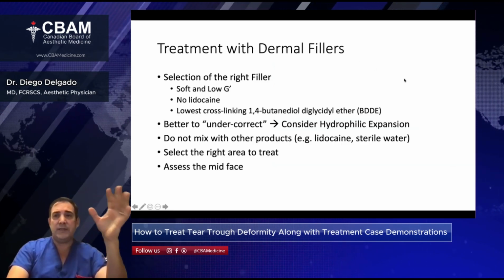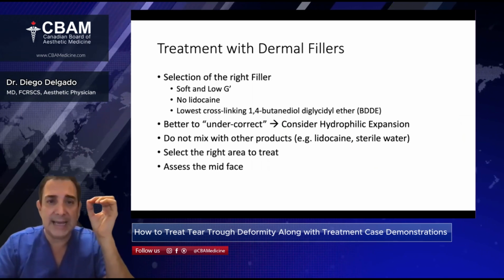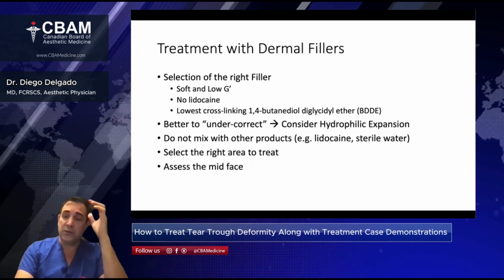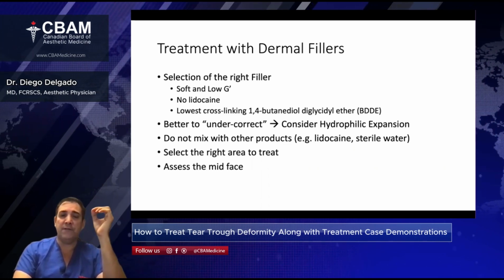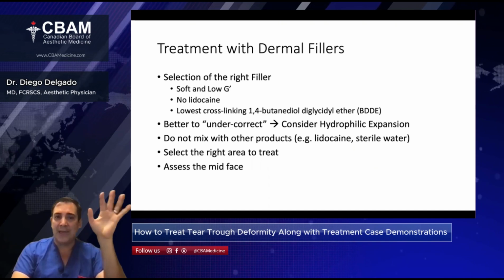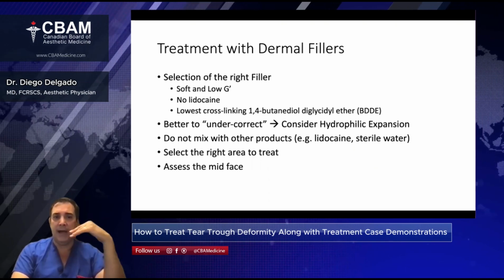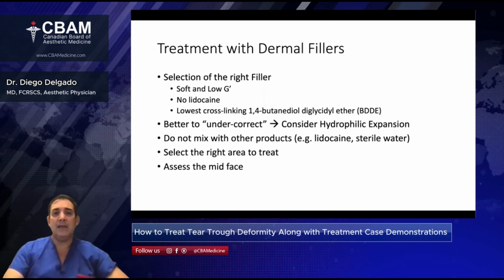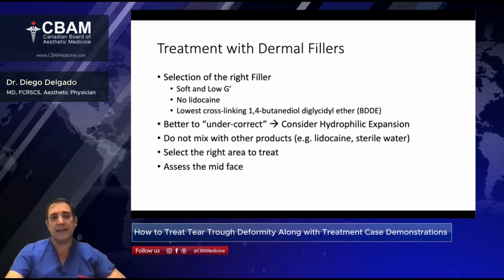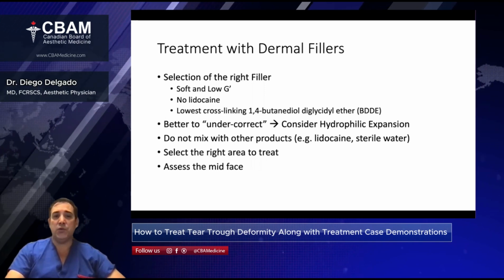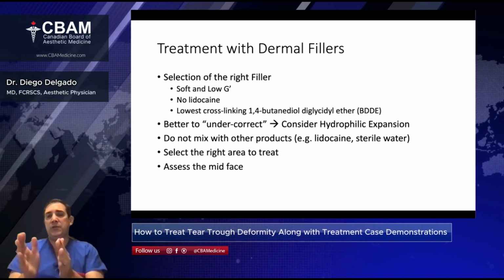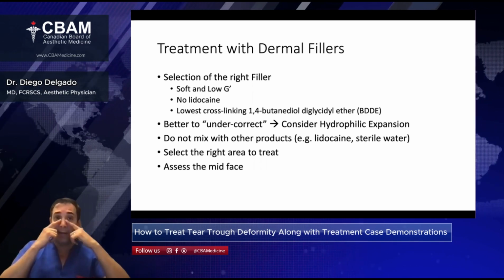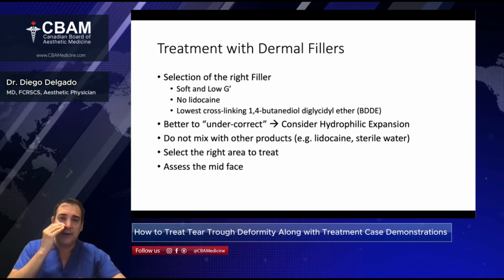I would say that if you decide to go for fillers, you need to select the right fillers usually. And the rule is that you need to use a soft and low G prime filler, ideally without lidocaine, so you don't have an additional inflammatory process. The lowest cross-linking in the product that you can find in the market. Better always to under-correct, because you need to consider the hydrophilic expansion of the fillers, particularly in a very tiny limited area.